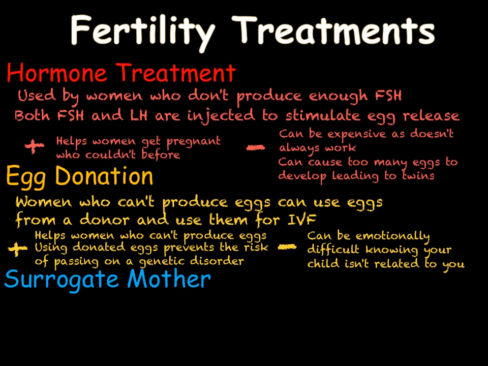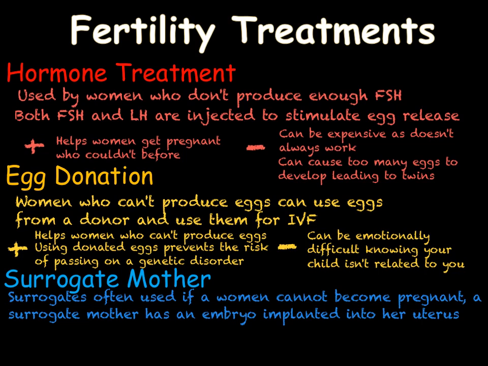We can also use surrogate mothers, for example, what Phoebe did in Friends. A surrogate mother will be used if a woman can't become pregnant, then she may ask another woman to carry her baby for her. The woman who carries the baby is known as the surrogate mother. IVF is then used to produce an embryo, using either an egg and sperm from the couple, or using egg donation or sperm donation.